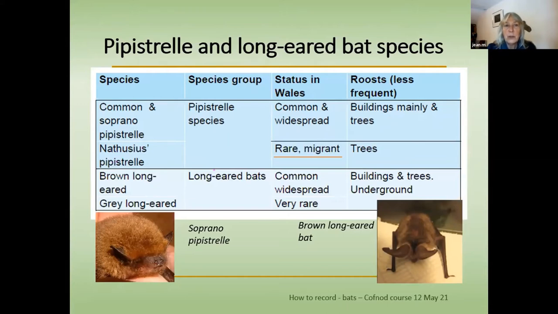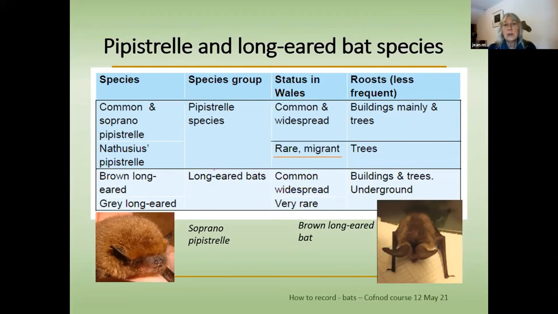The first group is the pipistrelles. Generally, if you're out and about of an early evening and you see a bat flying around and say that's a pipistrelle, you're probably going to be right. There are other species out relatively early in the evening, but it is most likely to be a common or a soprano pipistrelle, because they are the most common and widespread species, and they roost in buildings, sometimes trees, so they're around where we are quite a lot of the time.